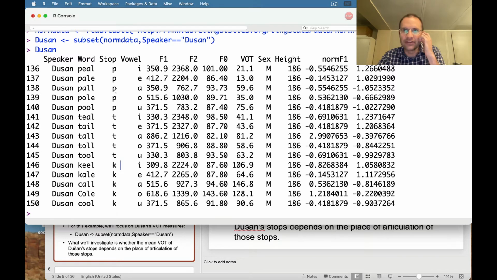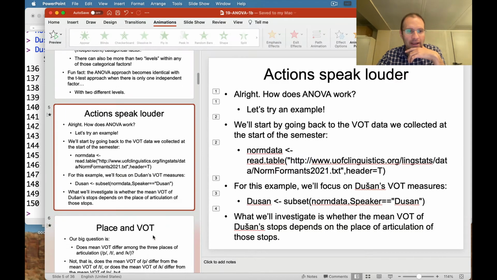So this is analogous to that situation I was mentioning before, the less scientifically interesting question, or maybe it's more scientifically interesting, I don't know. But does VOT depend on where speakers are from? We could have three different levels within the one factor of origin. Like Calgary, Edmonton, or Vancouver, something like that, right?